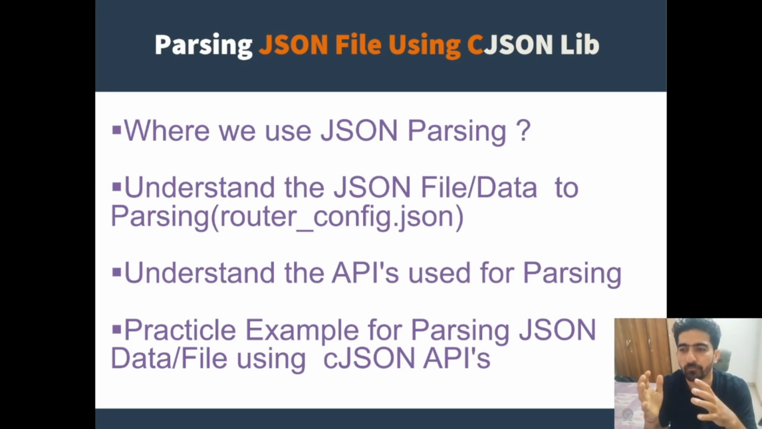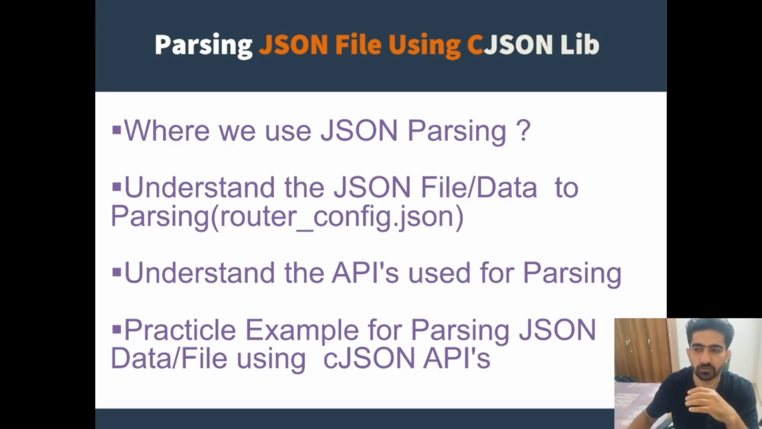Okay, so where we use this JSON parsing, we will see here, and understand the JSON file or data to parse. For example, this router.config.json file, which we created in our last video, is the same file we will be parsing in this video. We'll understand the APIs used for parsing with cJSON, and in the end, we have a practical example for parsing JSON data or a file using cJSON APIs. This is the main goal for our session today.